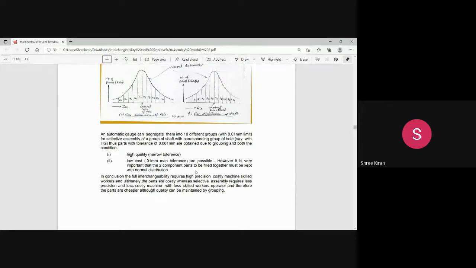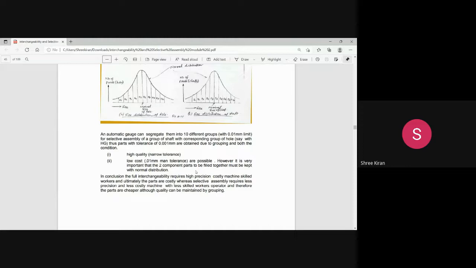In the case of full interchangeability, it requires high precision, high accuracy, costly machines, and highly skilled laborers who have to be paid well, and the production time will be high. All that increases the production cost, but there will be no compromise on the quality of the product.